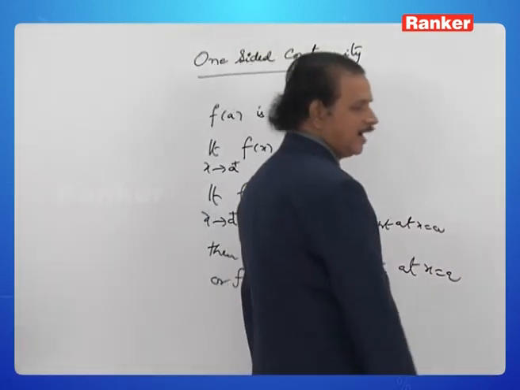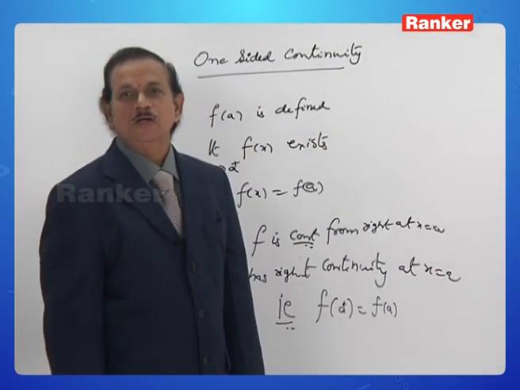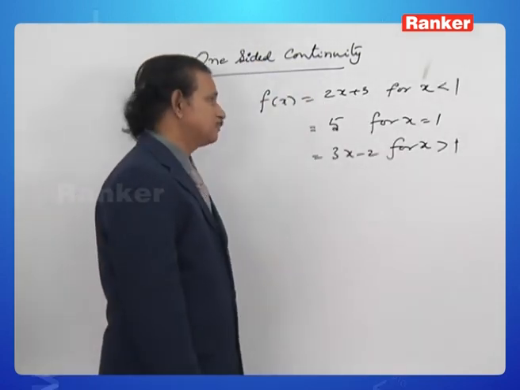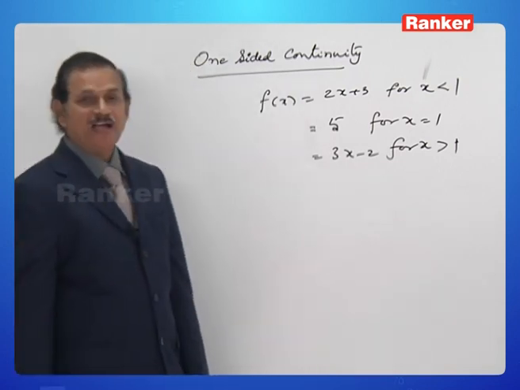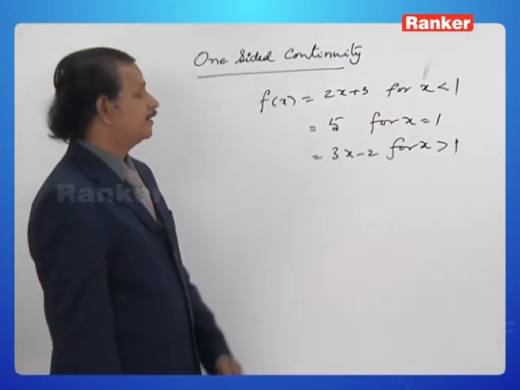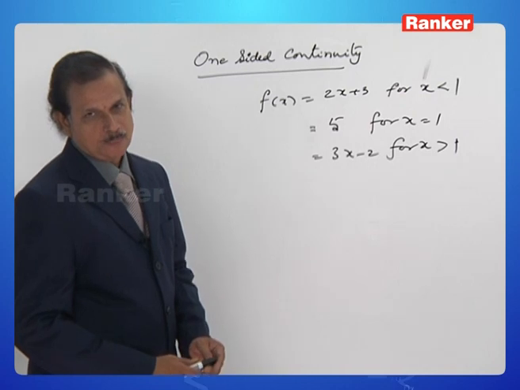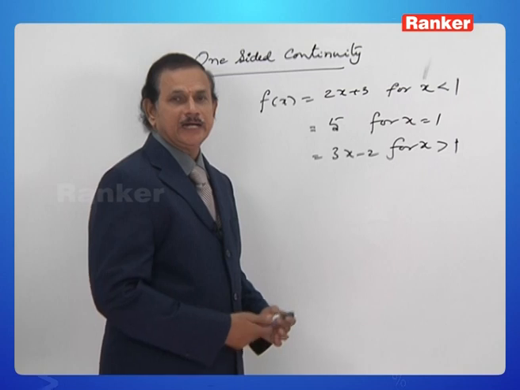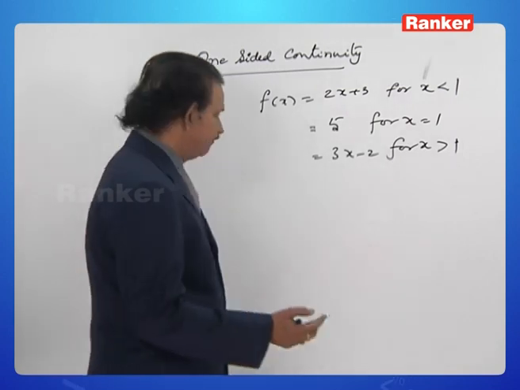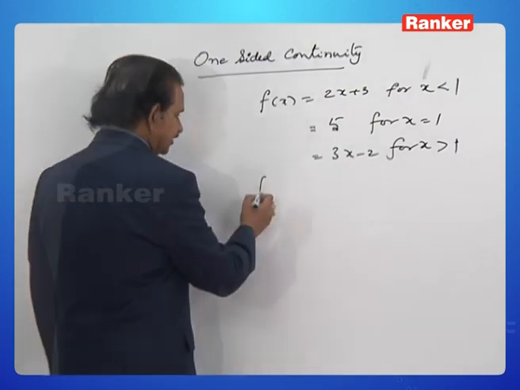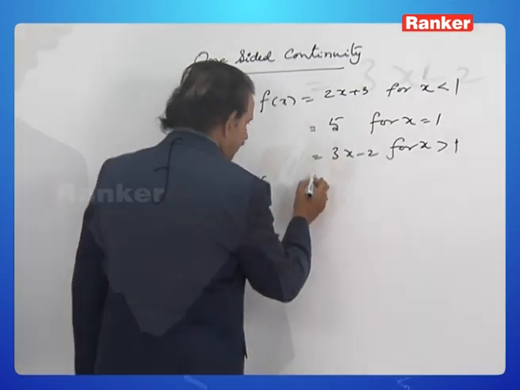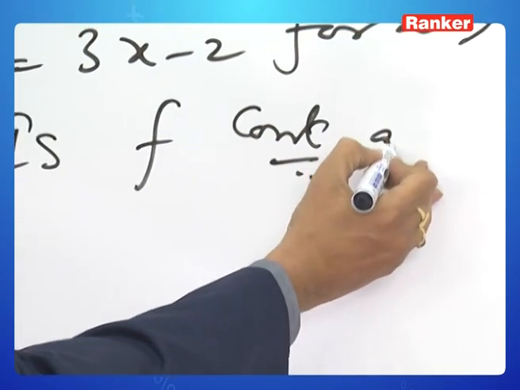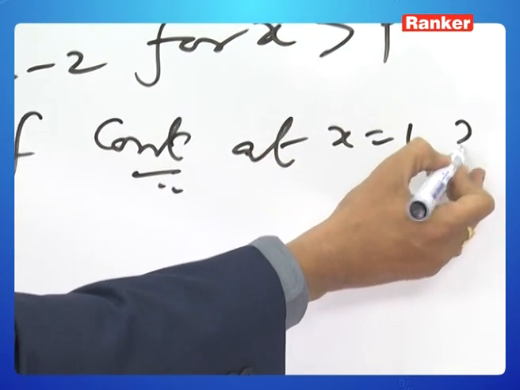Yes. Let us observe some examples for one-sided continuity. Observe the function f of x equal to 2x plus 3 for x less than 1, is 5 for x is equal to 1, and 3x minus 2 for x greater than 1. In three different regions the function has been given. Therefore, let us test the continuity with three different parts. That is, by the way, what is the question actually? Is f continuous at x is equal to 1?